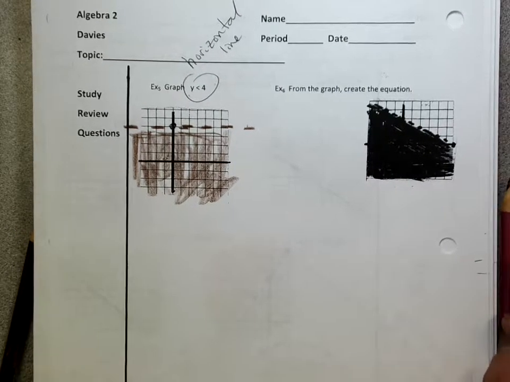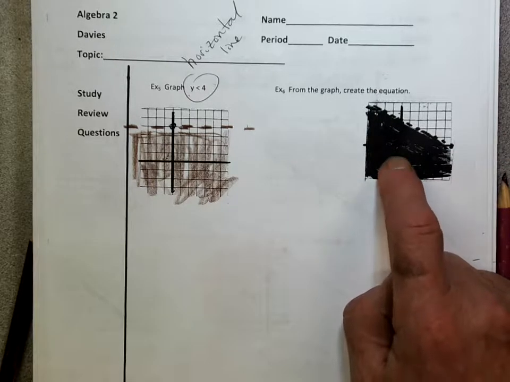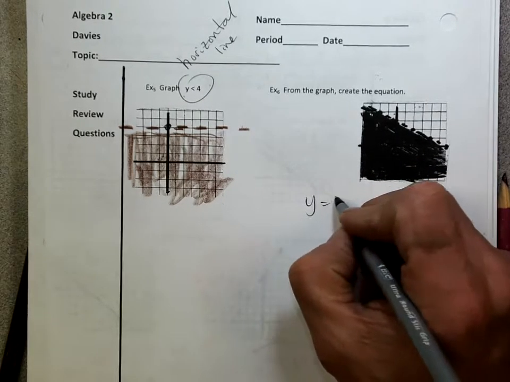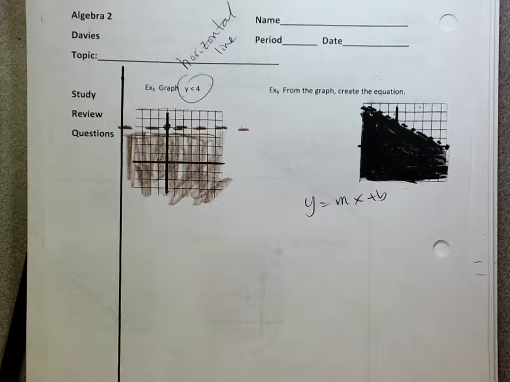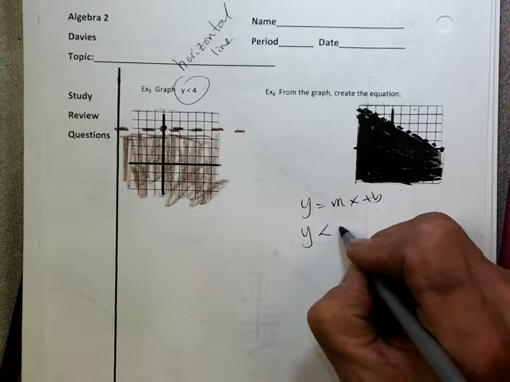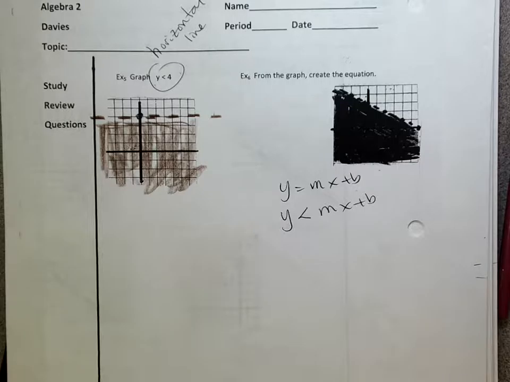Example 6. Okay, let's play Jeopardy. Here's the answer. What's the question? So I do know that I'm going to start with y equals mx plus b, because that's the equation of the line in slope-intercept form, right? The next thing I've got to do is make it less than, because I shaded everything below, so I'm going to go y is less than mx plus b. And again, we're going to find m, and we're going to find b in a second.